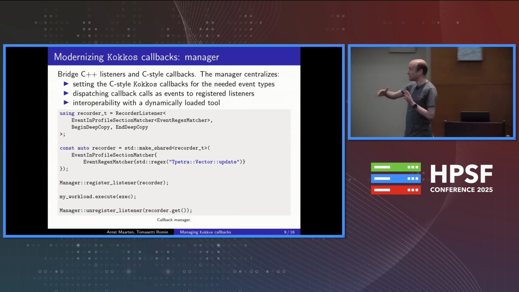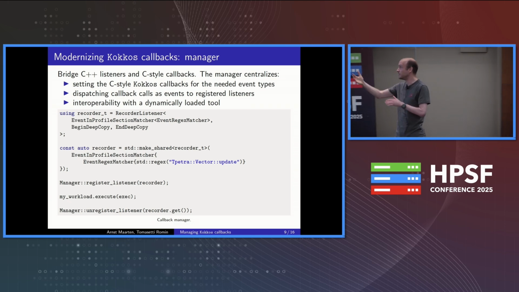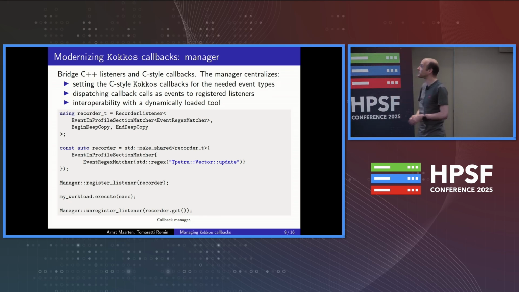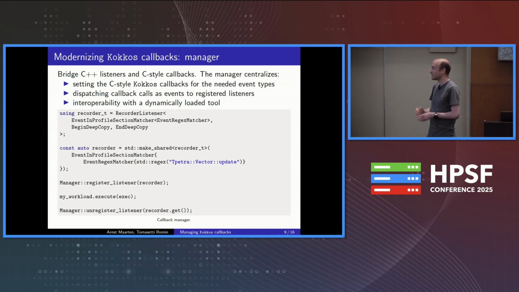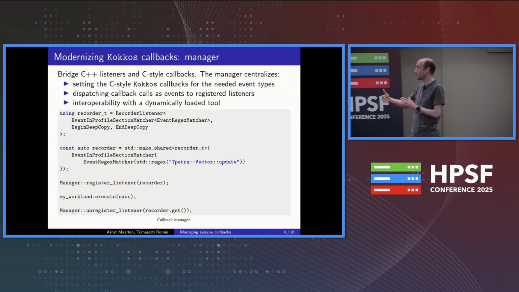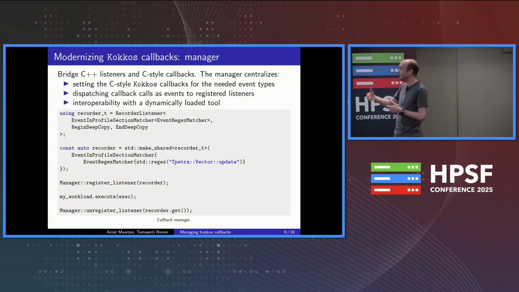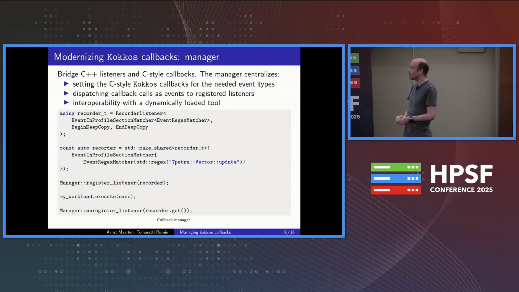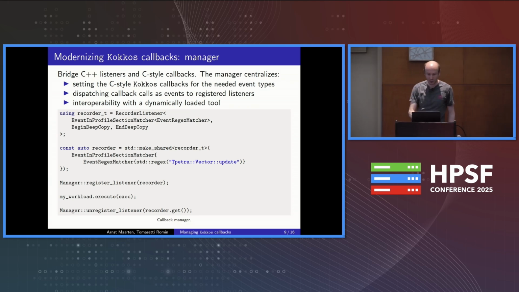And to bridge the C-style interface of Kokkos and these C++ style listeners, we have a manager class. So the way it works is that the user can register with our manager a listener, and then the manager will, with type traits, detect which call operators for which event types the listener has, and set the corresponding callback functions in Kokkos. Then when the program runs, the manager intercepts the callback calls and sends them as events to the registered listeners. And our manager is interoperable with any Kokkos tool loaded dynamically.